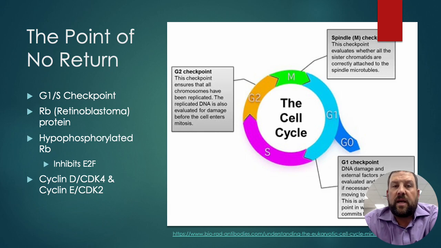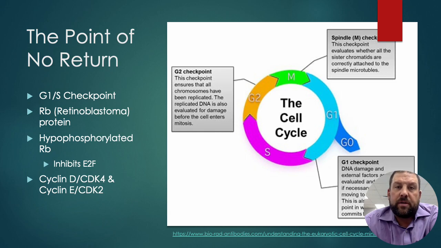RB is a tumor suppressor, meaning it prevents uncontrolled growth. Its main role is to control whether the cell moves from G1 into S phase. You can think of RB as a security guard at the gate between G1 and S. When RB is in its hypophosphorylated state, meaning it has very few phosphate groups attached, it is active. In this state, RB binds to a transcription factor called E2F.